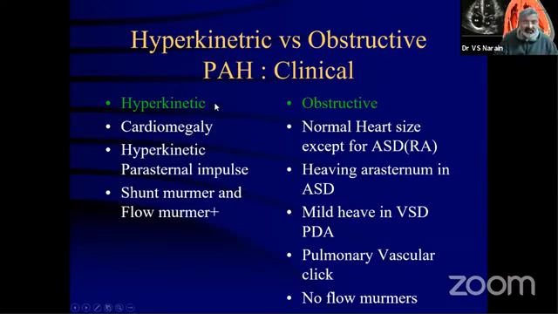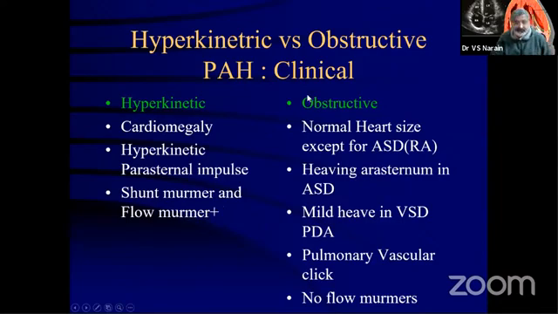In a hyperkinetic PH, the flow will be large. So when the flow is large, what do you expect? You expect cardiomegaly, you expect a hyperkinetic parasternal impulse, and you expect a shunt murmur and a flow murmur. Flow murmur at the tricuspid or more commonly at the mitral valve. So cardiomegaly, hyperkinetic impulse, shunt murmur, and a flow murmur across the AV valve.